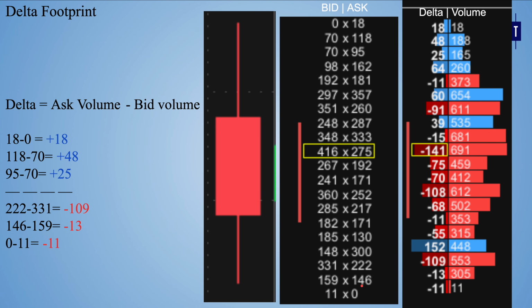This is a finished auction. We want to see this at the lows and the highs on the day, not necessarily each candle, but if you have a bottom of the day or a top of the day, you want to see a finished auction where you have a 0 and 11. This is called a finished auction. But if it were different, if it were like this, 70, 118, like let's say this was the high, if there's not a 0 there, that means it's an unfinished auction.